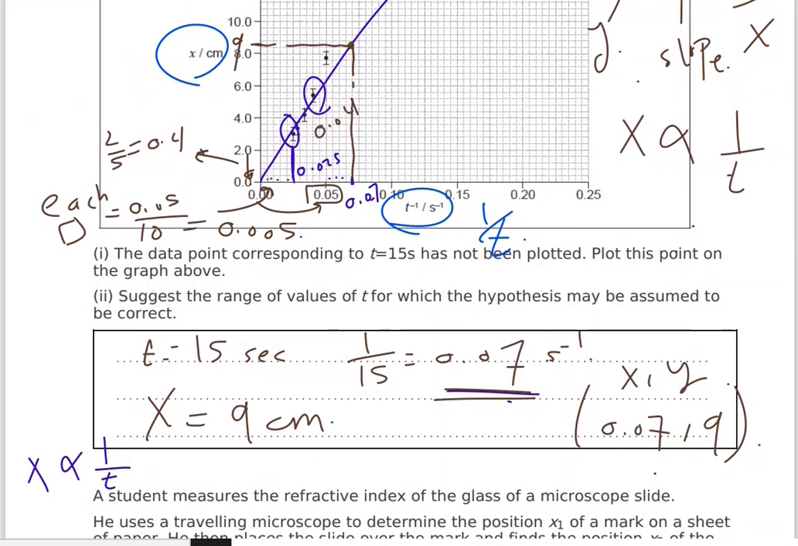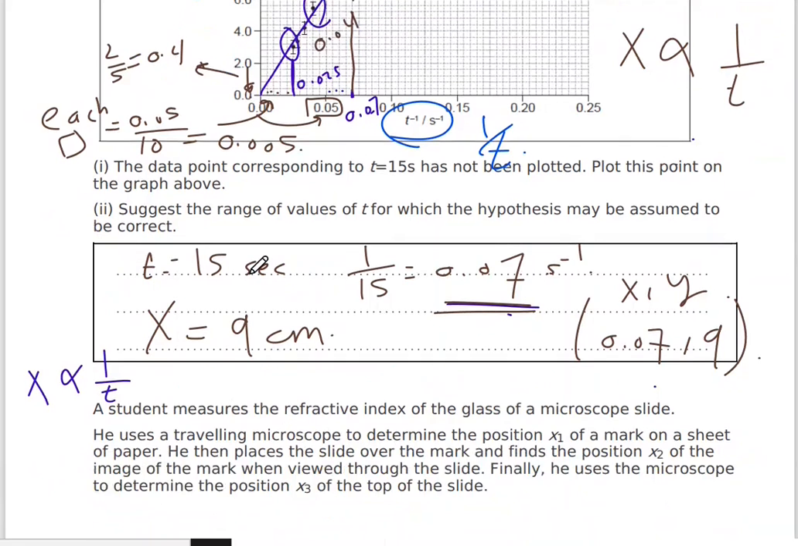So the value of 1 over t will range between 0.025 and 0.04 second inverse. Okay, that was the solution of question number 15.